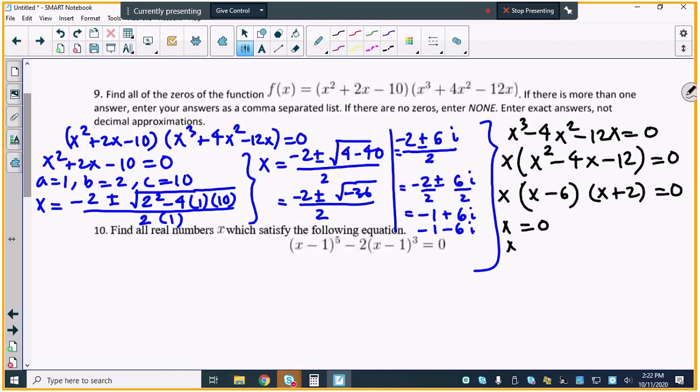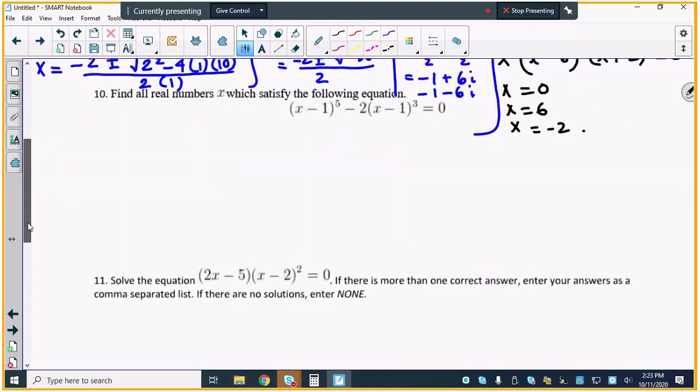So either x equal to 0, or x equal to 6, or x equal to negative 2. So I have a total of 5 solutions to the polynomial equation. 2 of them are complex numbers, so they are not x-intercepts. 3 of them are real numbers, so these are your x-intercepts: 0, 6, and negative 2.